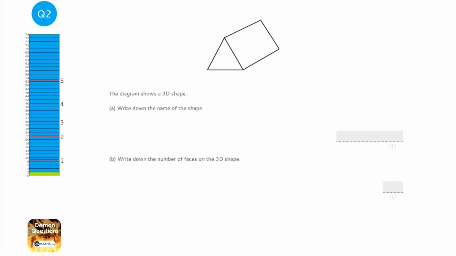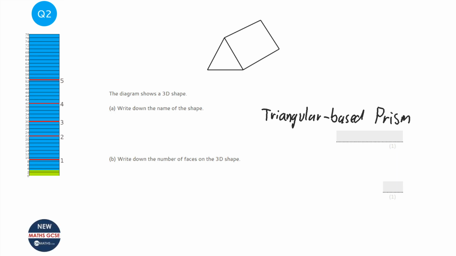You will need to be familiar with the names of three-dimensional shapes. So the one we have here is a triangular based prism. A prism is a shape that you can cut anywhere along one of the axes, and it would look exactly the same. It would look like a triangle. The first bit, triangular based, is just the name of the shape at the end of the prism. So you can have a hexagonal based prism or anything like that.